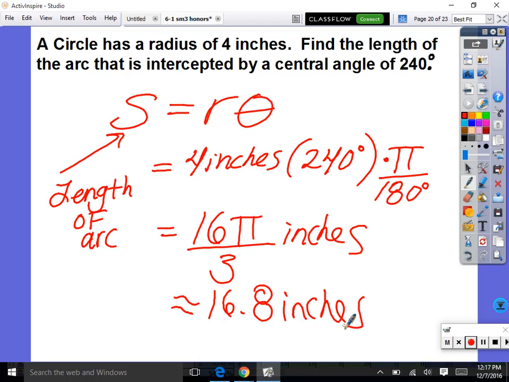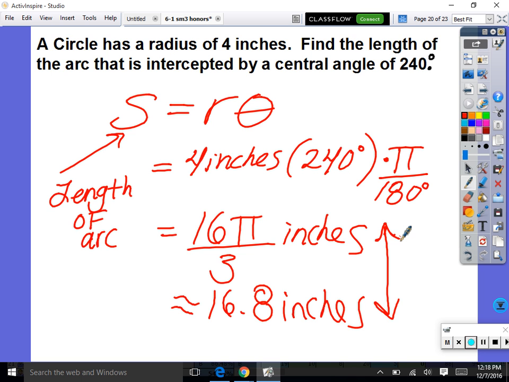With what? I would want both answers. If I'm being specific, I'll say leave your answer in terms of pi. If not, I'll say round to the nearest tenth or whatever. If I'm being picky, I practice writing both, but that's just me.